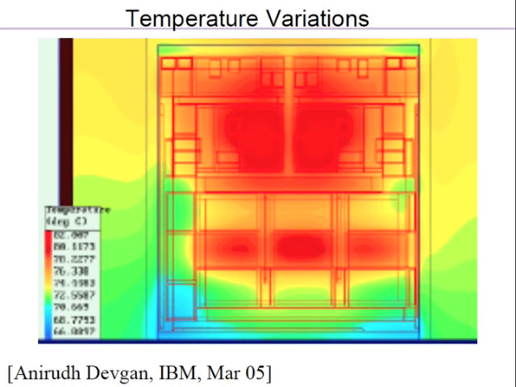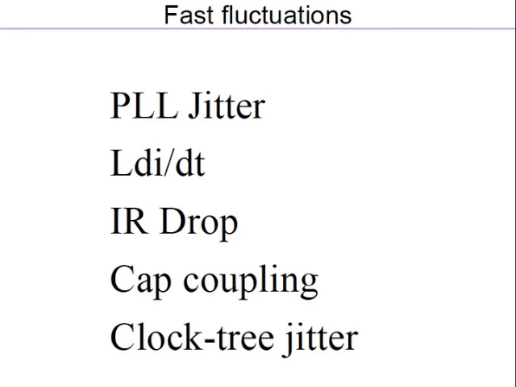And as we discussed in one of the earlier lectures, temperature affects mobility and the threshold voltage, and so the speed gets affected by temperature. Of course, also the leakage gets affected by temperature. And then we already discussed these fast fluctuations due to clock.